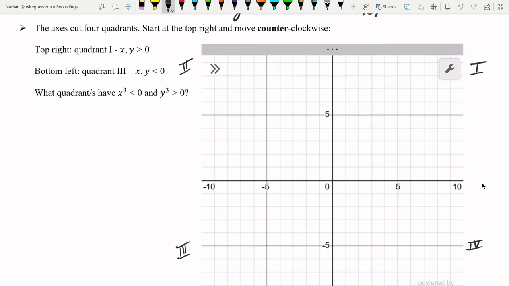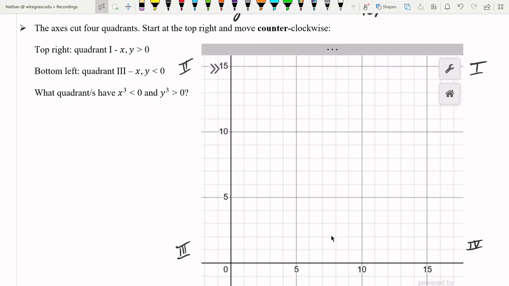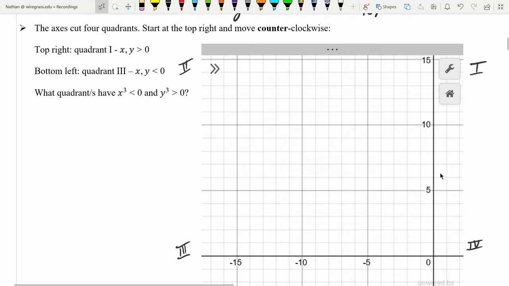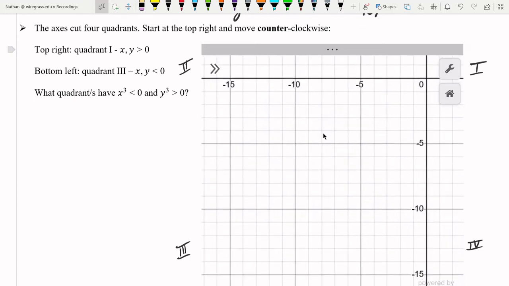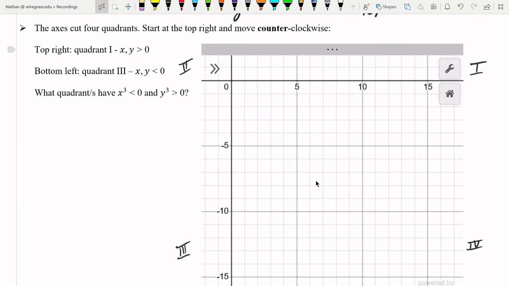Now in quadrant 1, we have positive x values on the x-axis. This is the x-axis, and this is the y-axis. You can see you have 1, 2, 3, 4, 5, 6, 7, 8, 9, 10, positive x values, and then positive y values going up. So this is quadrant 1. In quadrant 2, we have negative x values going this way, and positive y values. Quadrant 3 has both negative x and negative y. And then quadrant 4 has positive x and negative y.